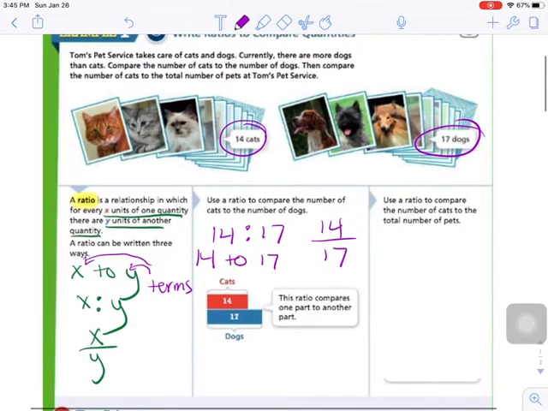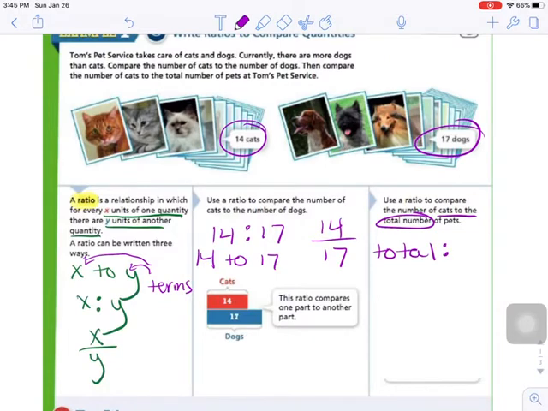Now it asks us to use the ratio to compare the number of cats to the total number of pets. So if there are 14 cats and 17 dogs, what's our total number of pets at the service? If we have 14 cats and 17 dogs, in total we're going to have 31 animals. Before, we compared cats to dogs, and now we're comparing cats to the total number of pets. So we still have 14, but now we have 14 to 31. I can also put this in fraction form, or I could just write out 14 to 31.